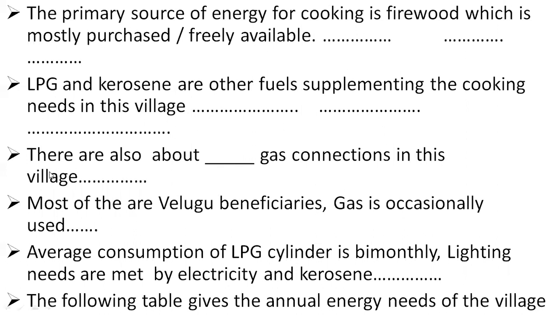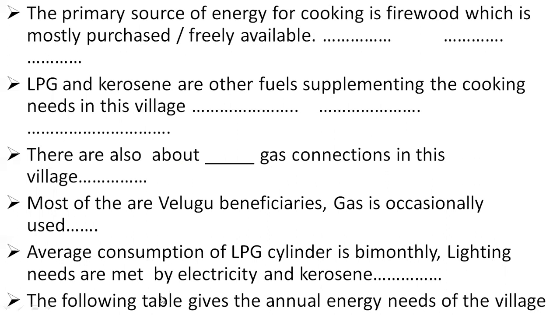Each point here, each sentence here, can form a particular paragraph. That is the reason why I have used dots. You can write so many gas connections in the village, and most of the available beneficiaries are not using them. Gas is occasionally used or regularly used. Average consumption of an LPG cylinder, you can say bi-monthly or tri-monthly, and lighting needs are met by electricity and kerosene. Here also you can mention how many bulbs they have, how much kerosene they use, and the following.